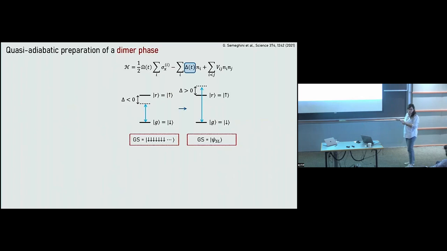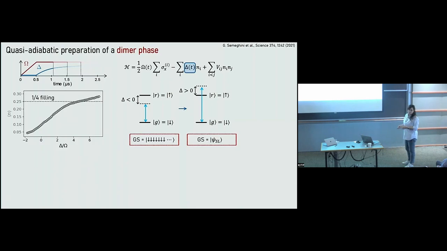If we do this slowly enough, in an adiabatic way, we expect the system to fall in the ground state of the instantaneous Hamiltonian. So this is in particular the ramp that we do. We slowly turn on omega, so we slowly turn on the lasers. We start with a negative detuning and we do this cubic sweep of delta to go from the ground state with everything in the ground state to the final spin liquid. Now the first thing that we can measure is the density of excitations as a function of the final detuning.